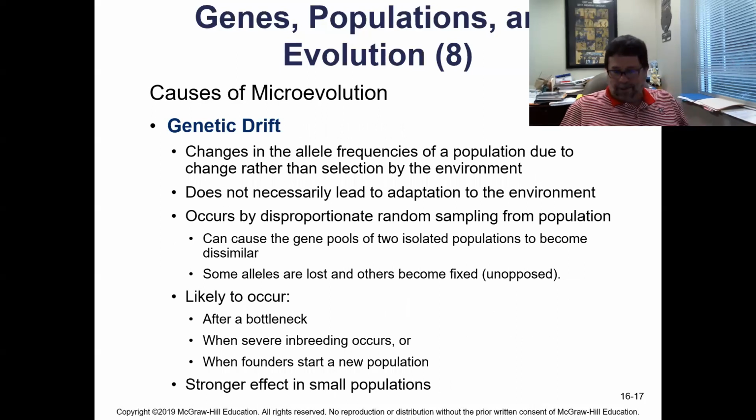And we have two examples of this. There's a short answer question on your group. Bottleneck is when something happens and the number of organisms dies and it gets real low, and then the only ones that survive are the new gene pool. And we'll see an example of that. And then inbreeding, and then founder's effect.